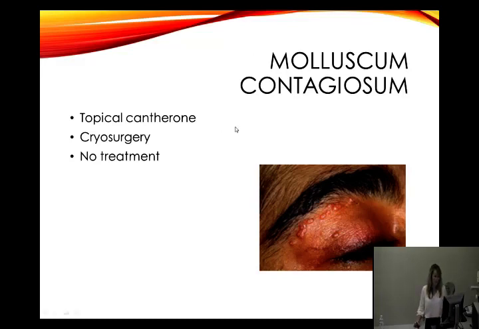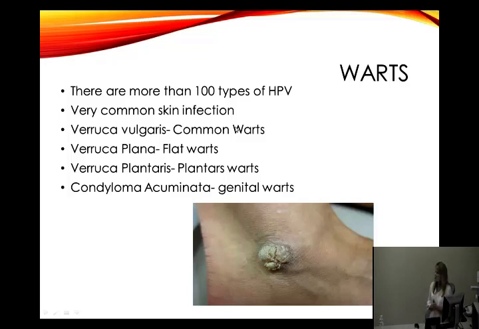So we'll move on to warts then. There are more than 100 types of HPV, very, very common skin infection. Depending on where the wart is, depends on the name of it. So Verruca vulgaris is the term for common wart. Verruca plana is flat wart. Verruca plantaris is when it is on the bottom of the foot. And then condyloma acuminata is genital warts.